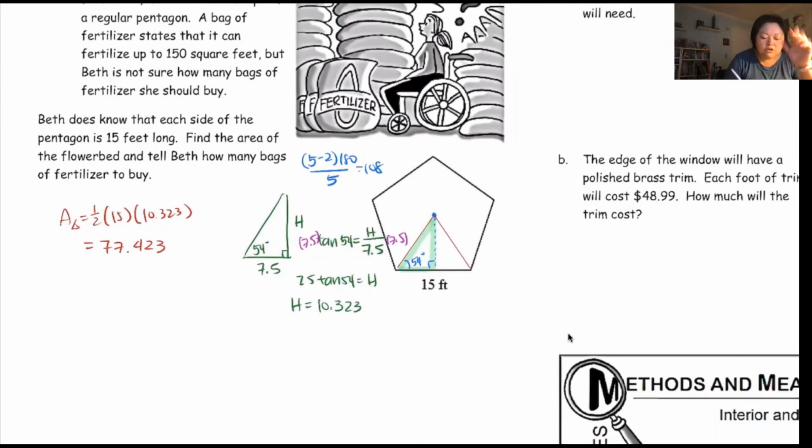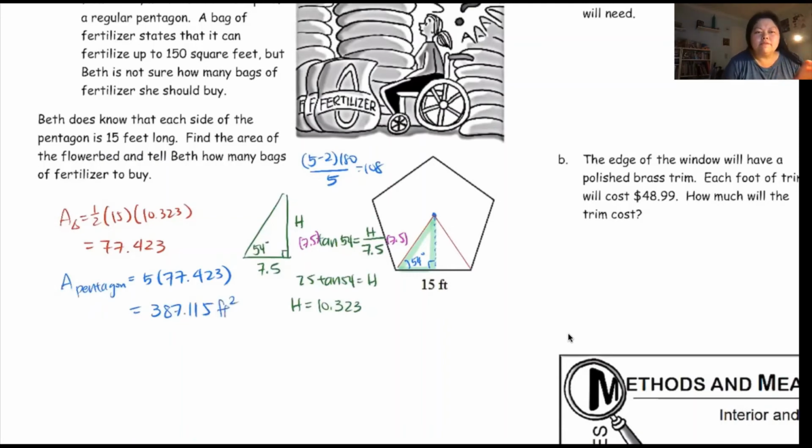There are 5 of these triangles. So area of the pentagon is 5 times 77.423. So 77.423 times 5. That gives me a total area of 387.115 square feet. Right? Okay. So that's the area of this beautiful pentagon.